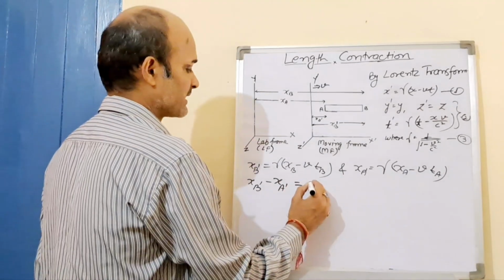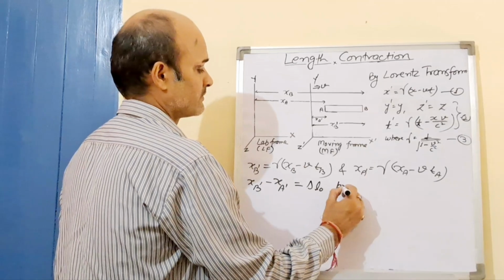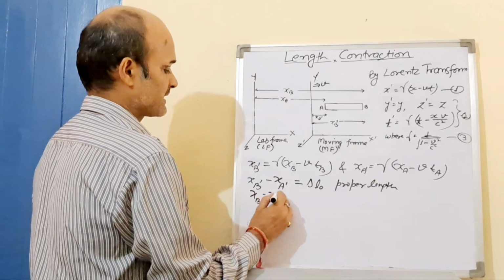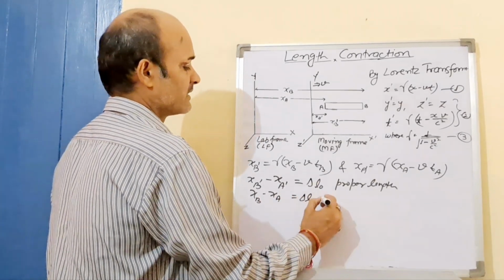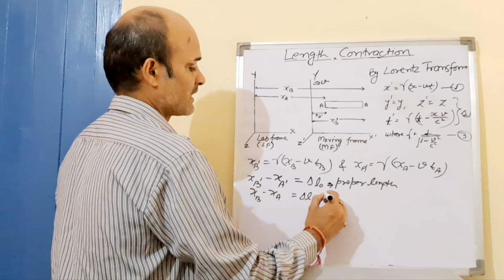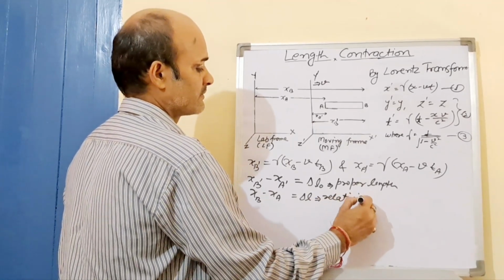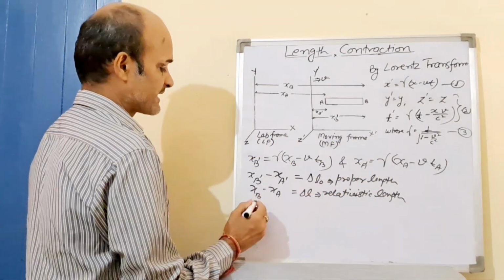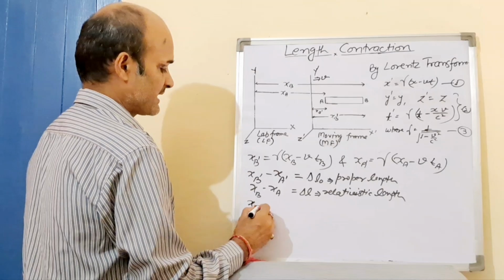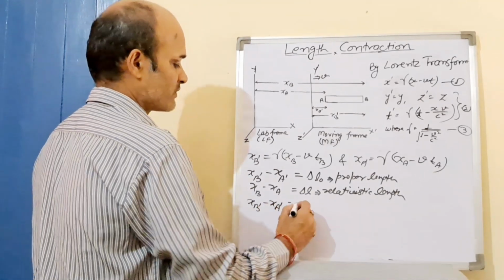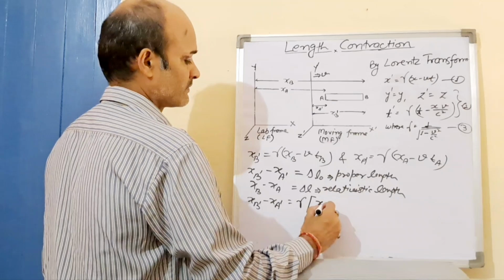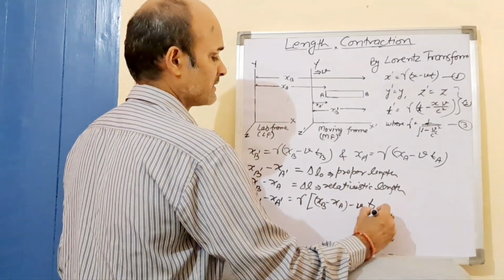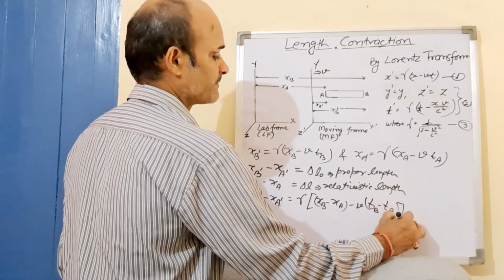That is called the proper length, whereas xb minus xa, that is delta L, is called the relativistic length. So now subtracting, xb dash minus xa dash, we will get the proper length. So xb dash minus xa dash is equal to gamma (xb minus xa minus v (tb minus ta)).